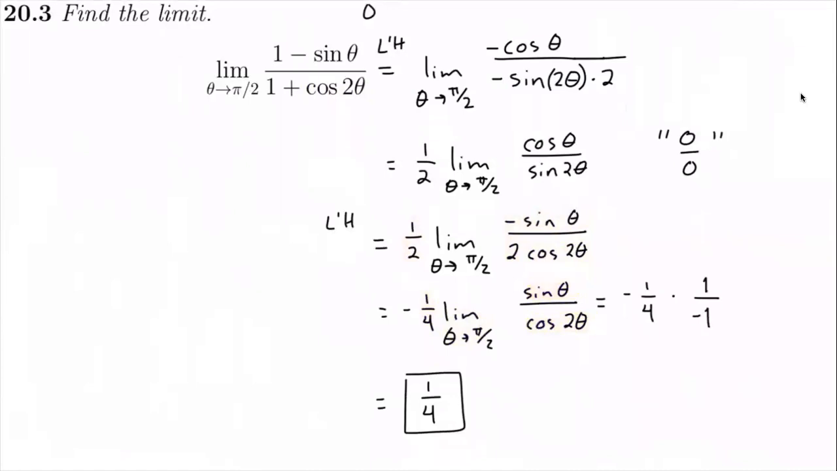Well, sine of pi over 2 is 1. Cosine of 2 times pi over 2 is cosine of pi. Cosine of pi is negative 1. I have 1 over negative 1 in here, and then that negative 1/4 as a multiple out front. So I have positive 1/4 as my overall value here. So this thing evaluates to 1/4.